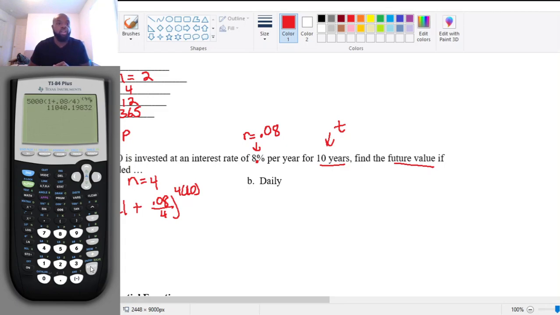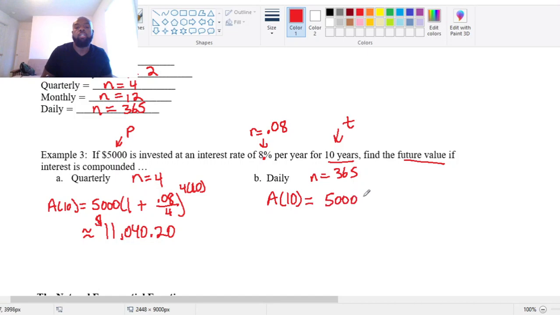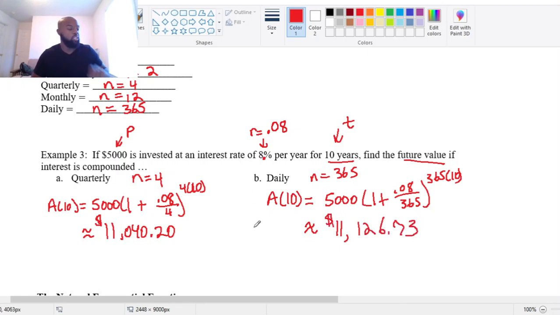So we get $11,040.20. And so that's approximately $11,040.20. When it's daily, all right, the same stuff applies. The only difference is n equals 365 now. And so I get A of t equals 5,000 times 1 plus 0.08 over 365 to the 365 times 10. And when you put that in your calculator, you're going to get $11,126.73 if I round it to the nearest cent.